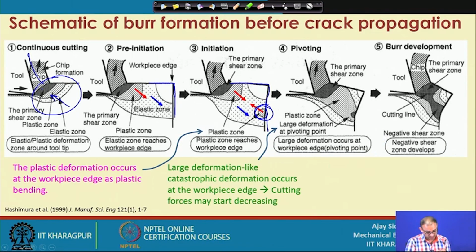That is this one, and the cutting force may start decreasing, because the total resistance to deformation from the workpiece reduces. Now you are getting one additional deformation from the workpiece side, not from the tool side, because this whole part will become a little bit soft, and our objective is to cut from here to here.